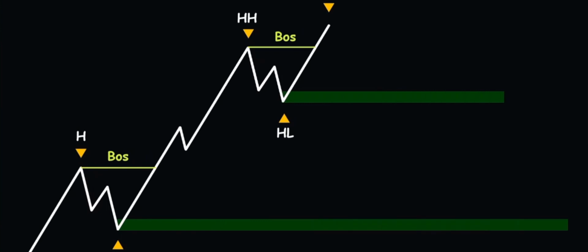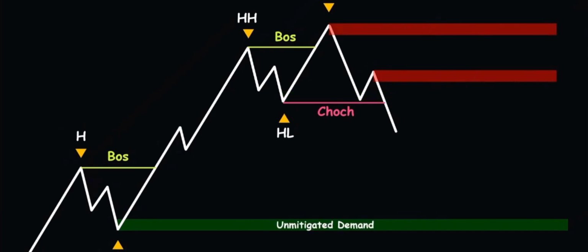Imagine the price is moving in an uptrend, creating a series of higher highs and higher lows. Each time the price breaks structure to the upside, a demand zone is formed. These demand zones remain unmitigated until the price returns to them, offering a good opportunity to follow the trend. However, if the price breaks below a demand level, forming a change of character, it indicates that supply is now in control over demand, and the market has formed valid supply zones.